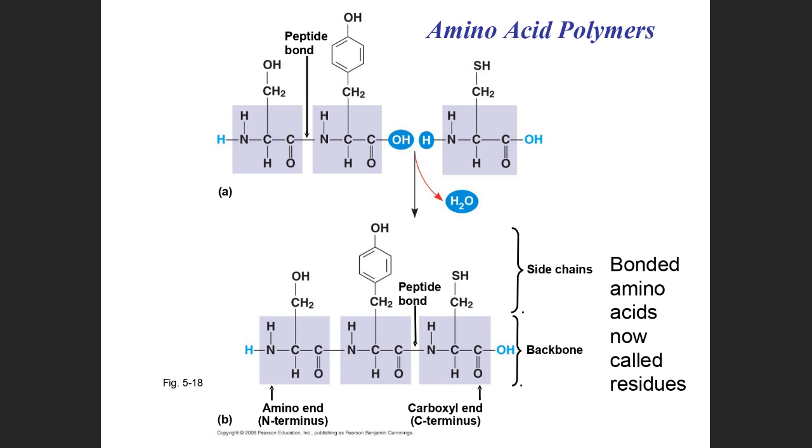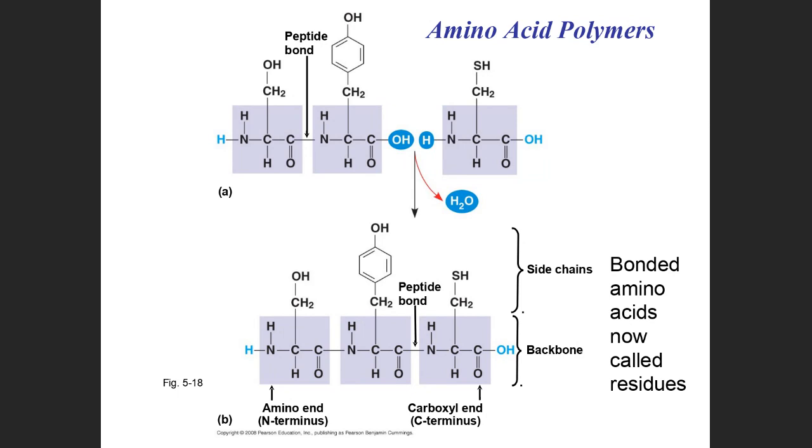So in order to make a polypeptide, you have to join together amino acids. We do that with a dehydration reaction. And the bond that's formed we call a peptide bond. So when you join the amino acids together, we call that a peptide bond. And I said, they're no longer considered acids, they're now called residues.